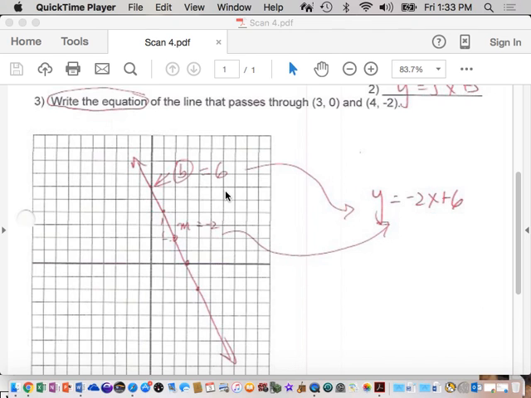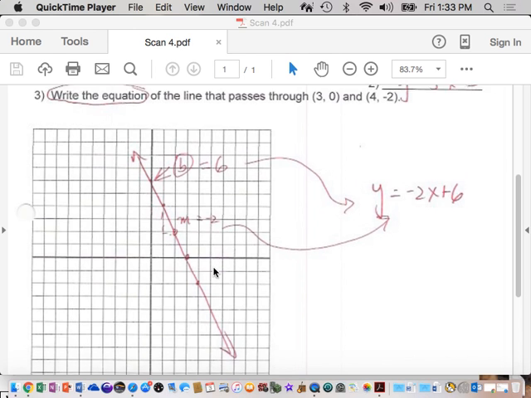Now, if I just graph it, here's 3, 0, and here is 4, -2. So I just extend the line, and I realize that the line hits the y-axis at 6, so therefore the y-intercept is 6. That's why it's plus 6 at the end. And the slope, if I just count it, is down 2 over 1, down 2 over 1, down 2 over 1. Okay? So y equals -2x plus 6.